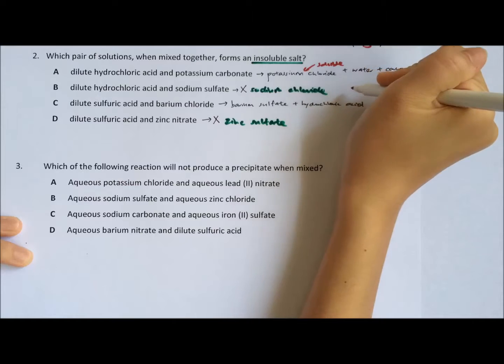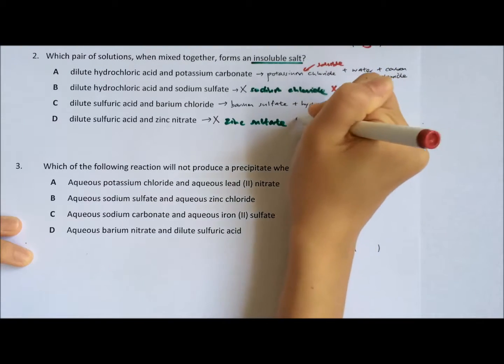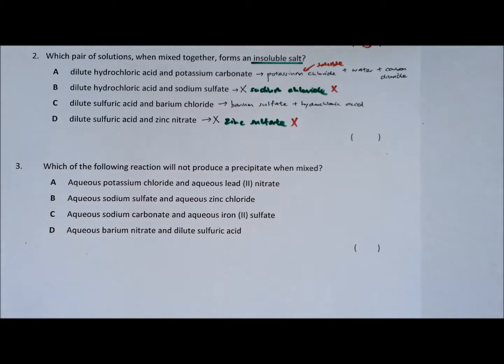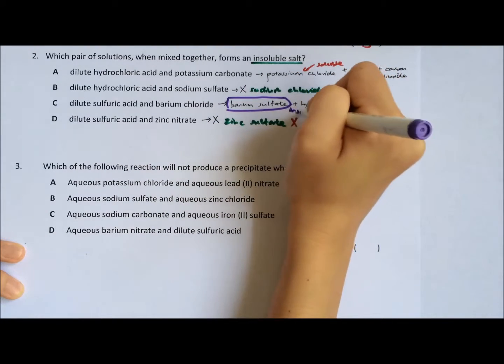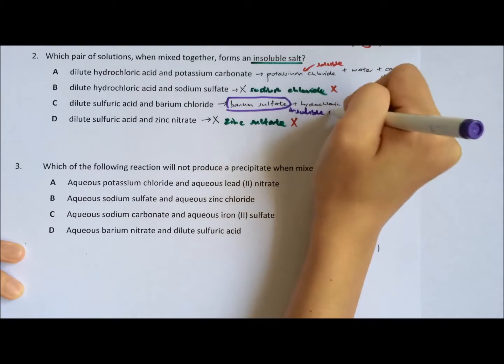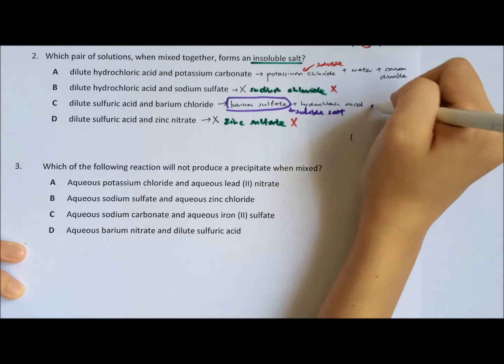So to check through all the answers, option A gives a soluble salt, B and D reactions will not take place, but option C, barium sulfate, is insoluble. So the answer will be option C.